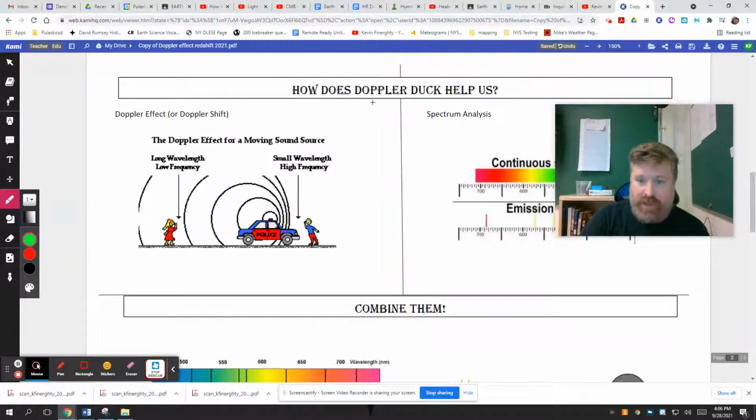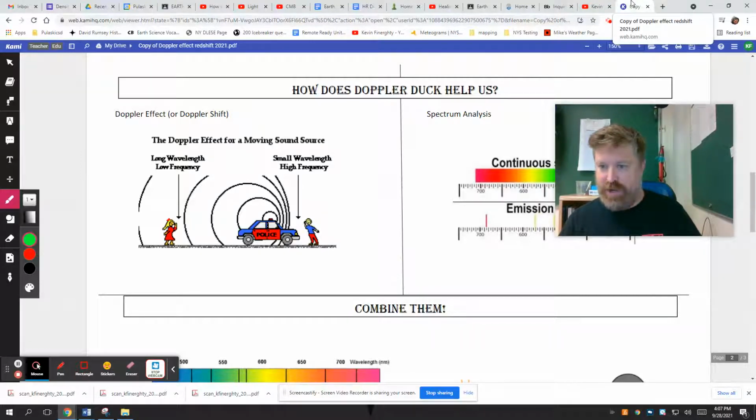So how does Doppler duck help us unpack what we're doing here in Earth Science, which is the universe, right? We're trying to figure out how the universe got here, when it got here, and how we humans have been able to figure out some of this. Another homework assignment that I usually give that you could honestly do: if you go to YouTube and type in Doppler train, you can do your homework in your seat right now.